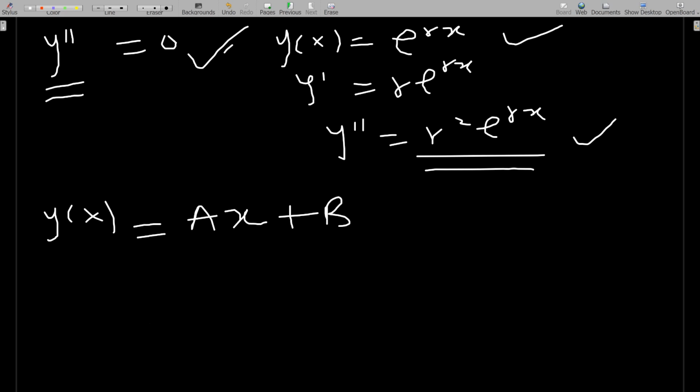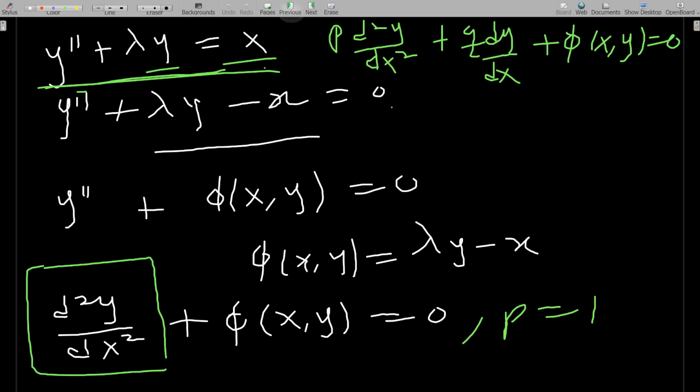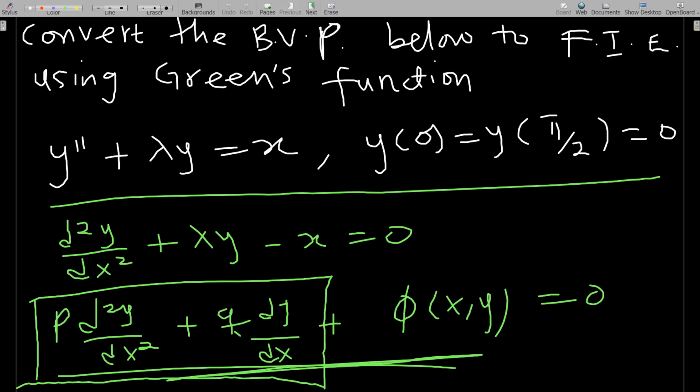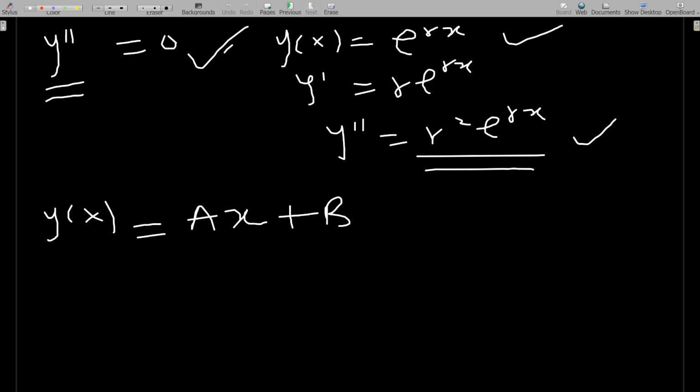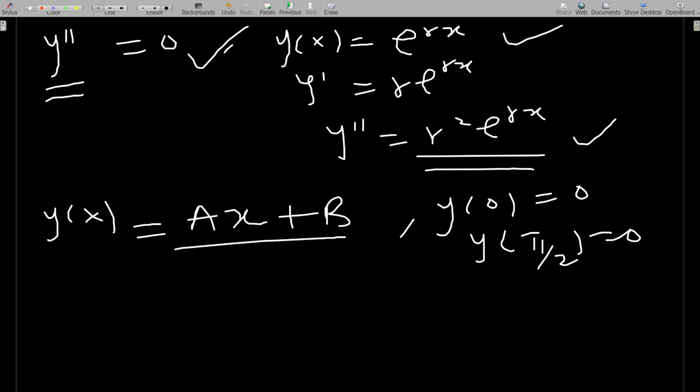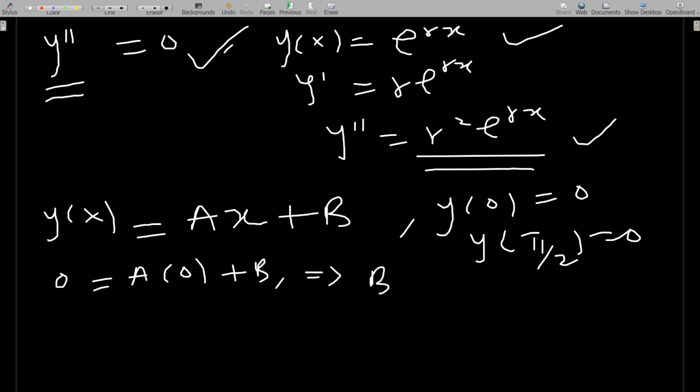This is it. So we should use the boundary conditions to find out if indeed a Green's function exists for this particular question. With the boundary conditions, y of 0 equals y of pi over 2 and is equal to 0. So y of 0 is equal to 0, and y of pi on 2 is also equal to 0. With the first one, y of 0 equals 0 means that wherever I see x, I put 0 there. So I have 0 equal to a into 0 plus b, which implies that b is equal to 0, because a times 0 will give me 0.